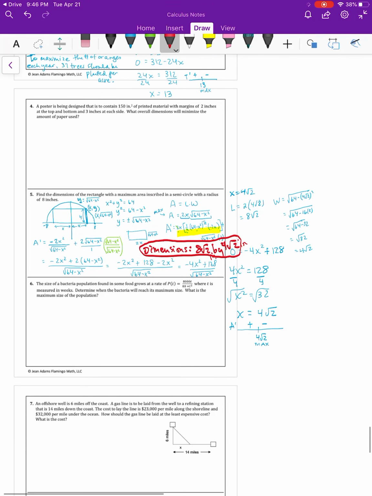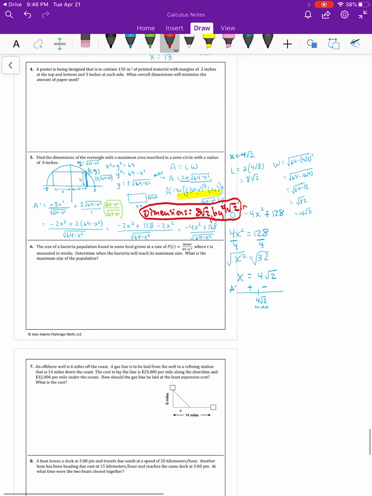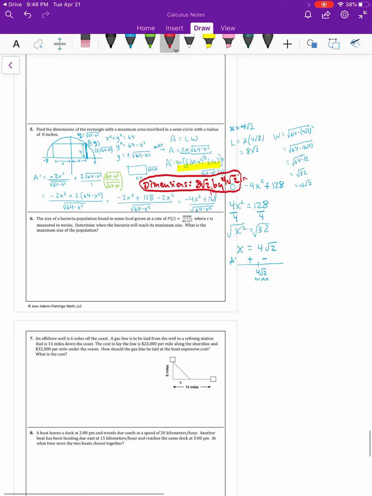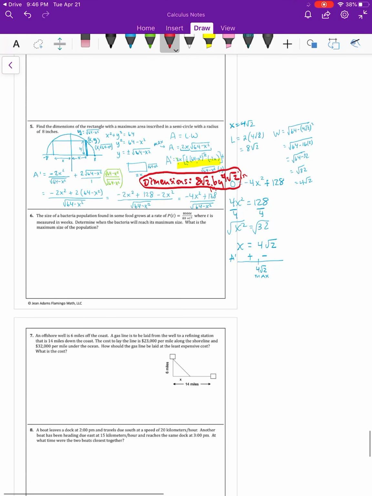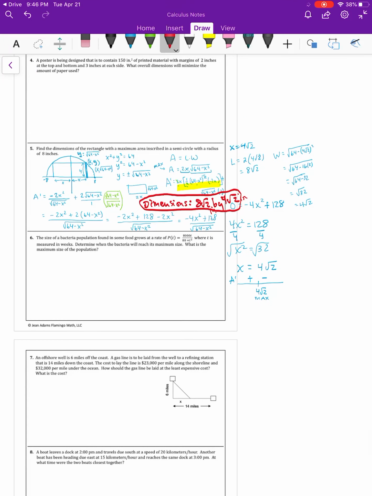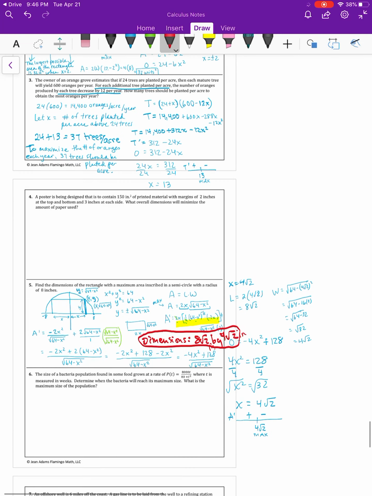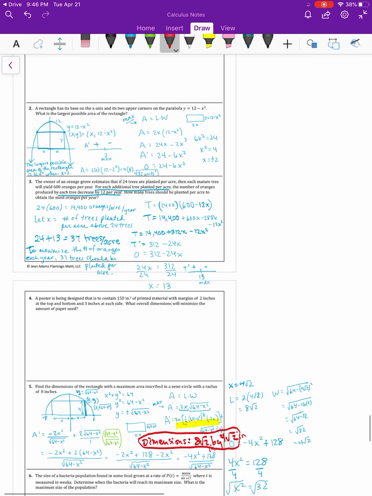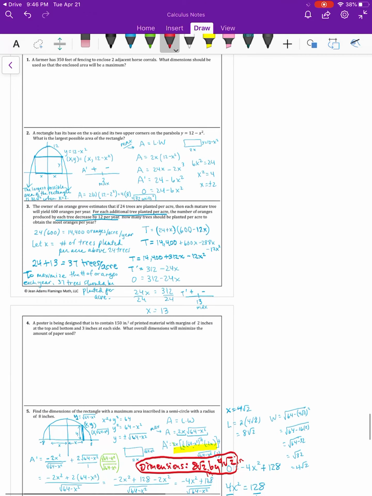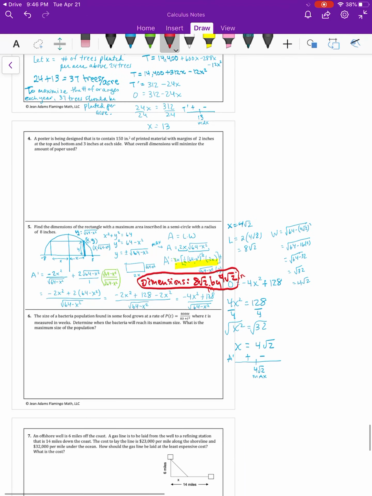And that was what it was asking. They were asking for the dimensions of the rectangle. 8 root 2 units by 4 root 2 units. Or no, it was inches, sorry. So that was 8 root 2 inches by 4 root 2 inches. Sorry about that.